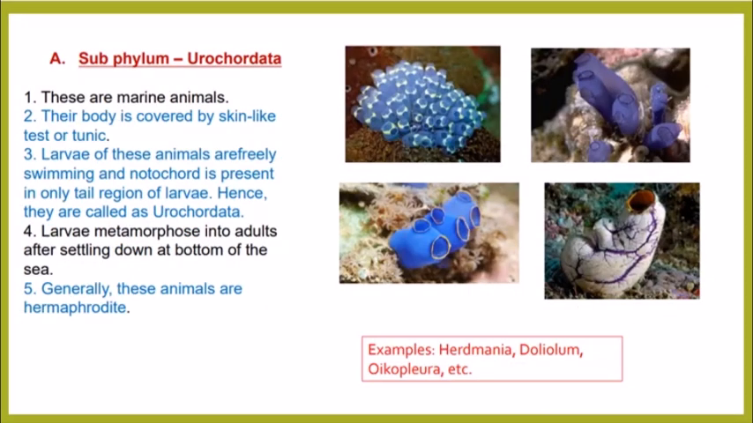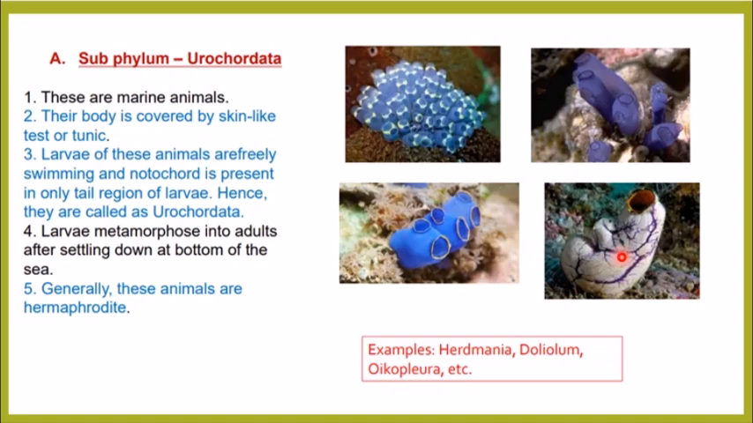The first subphylum is Urochordata. Now this is the first subphylum, and these organisms are only found in the ocean, and that is why they are called marine animals. Now if you see the body of these animals, the skin has a test or tunic. This type of skin is called the tunic. So they have tunic skin.